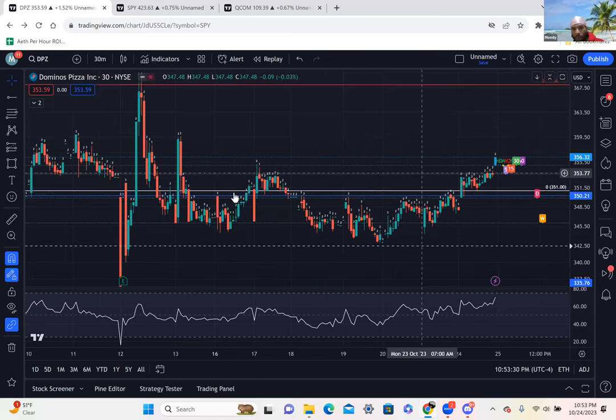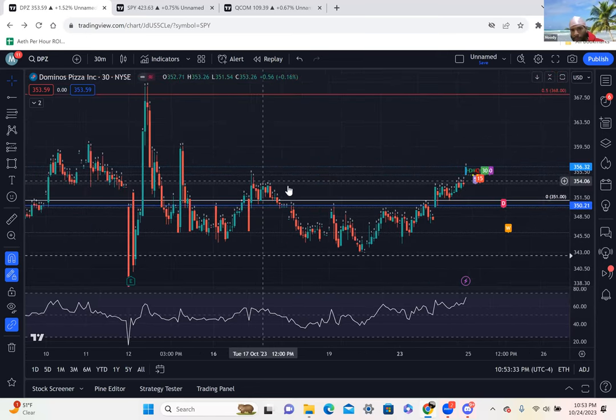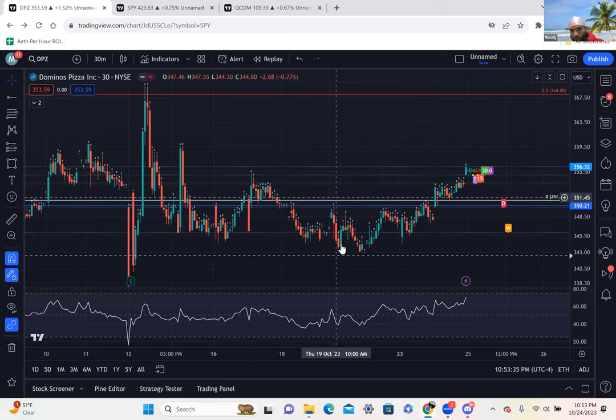Why? Because we leave in nothing but higher lows. This one, try to take them out. Couldn't. It rejected that resistance. Then it just creates more higher lows. All these are higher lows, right? Boom. Couldn't take all of them out.